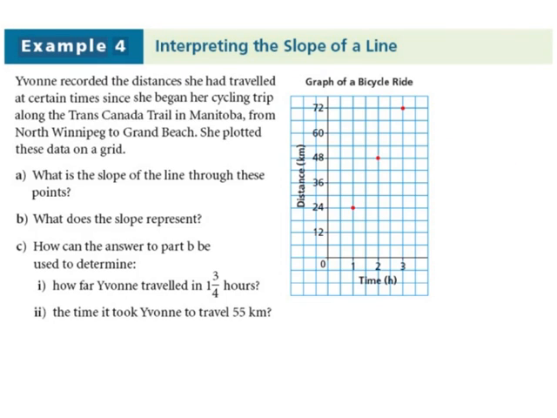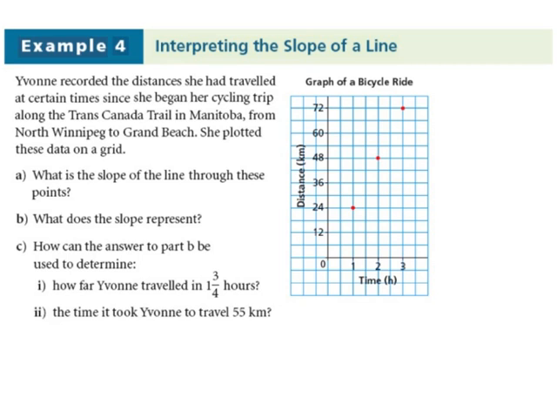Let's take a look at our last example. Yvonne recorded the distance she had traveled at certain times since she began her cycling trip along the Trans-Canada Trail in Manitoba, from North Winnipeg to Grand Beach. She plotted these data on a grid. What is the slope of the line through which these points go? Then we'll explain the slope and what it represents, and we're going to answer some questions using the slope. The first method we'll use is just counting the run and the rise.